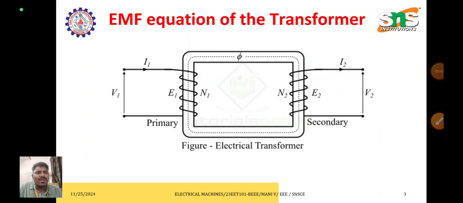Here the primary winding is connected with the source and the secondary winding is connected with the load. V1 is the primary voltage, I1 is the primary current, E1 is the induced EMF in the primary winding, N1 is the number of turns in the primary. V2 is the secondary voltage, I2 is the secondary current, E2 is the induced EMF in the secondary, N2 is the number of turns in the secondary, and phi is the flux.